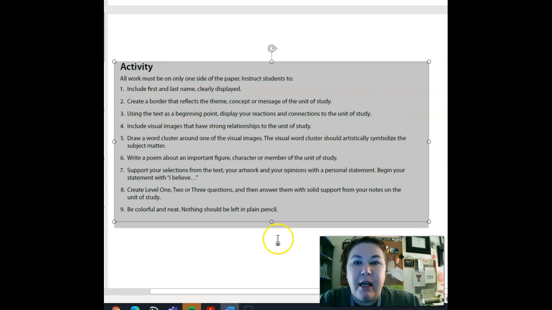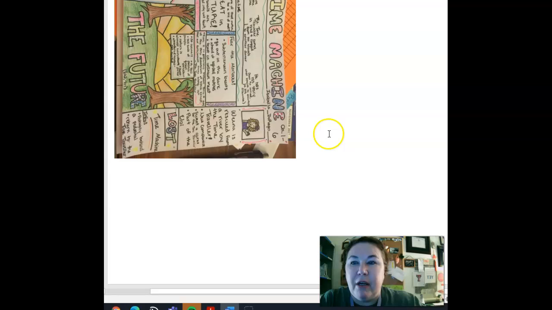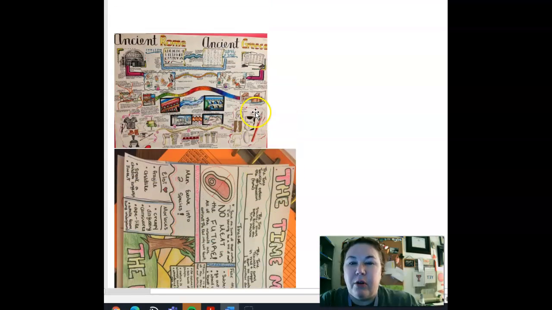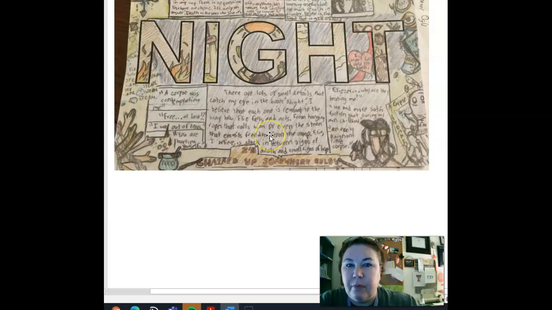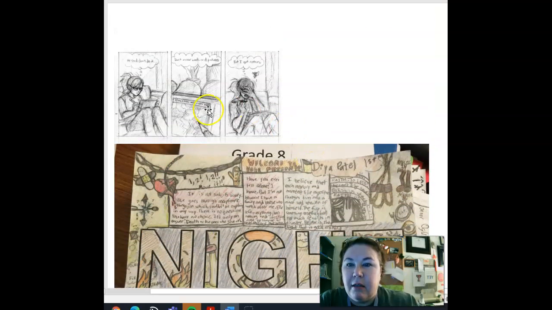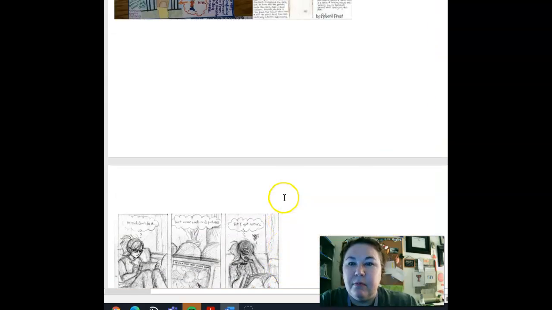The other thing, and I'm going to show you some examples now, is that you really want to fill the page. So these are some good examples. Now this one doesn't have a border. Some of them don't have a border because that wasn't always the instruction. Here's one for the novel Night. This one, you can tell this person likes to draw and not write as much. This person wrote a lot.